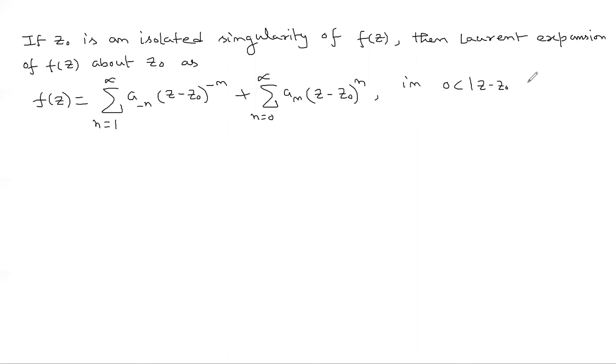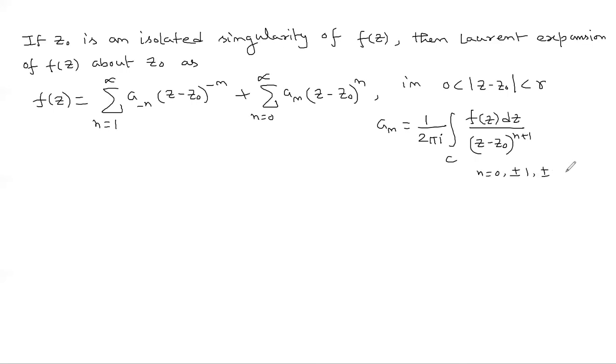that a n, the coefficients, can be determined from this expression for n equal to 0, plus minus 1, plus minus 2, etc., where C is a circle with center z0 and radius less than r.